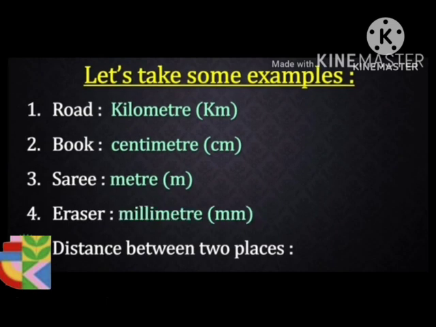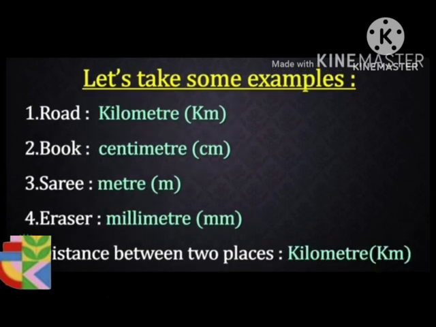Next is eraser. Now eraser is a thing that you can hold in a hand, in fingers only. It is very small. You can keep it in a pocket also. So it is the smallest thing. So to measure it, we will use the smallest unit of length, that is millimeters. Next is distance between two places. As I have told you earlier, when you are going from one place to another, there are landmarks, there are milestones where the distance is written in kilometers.